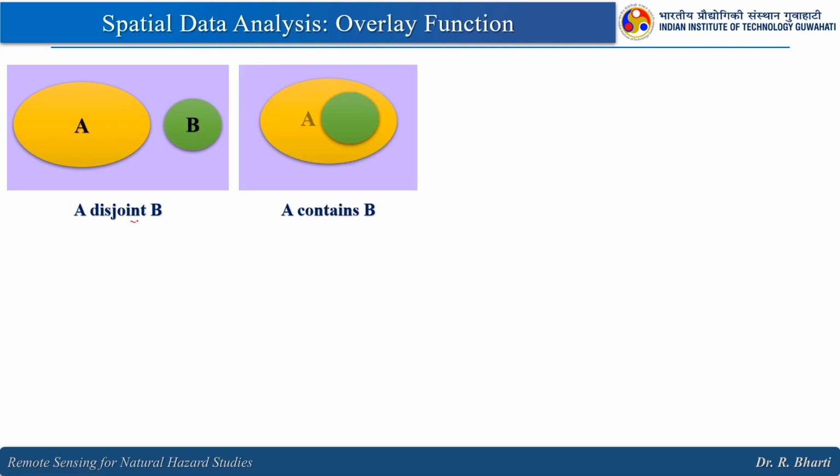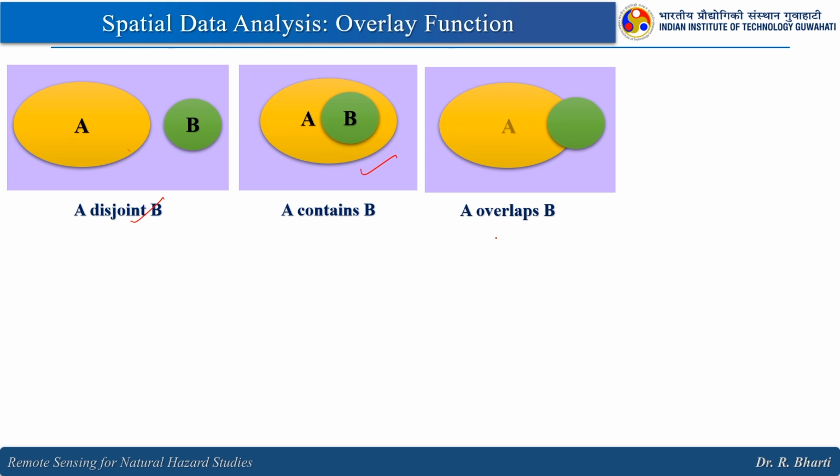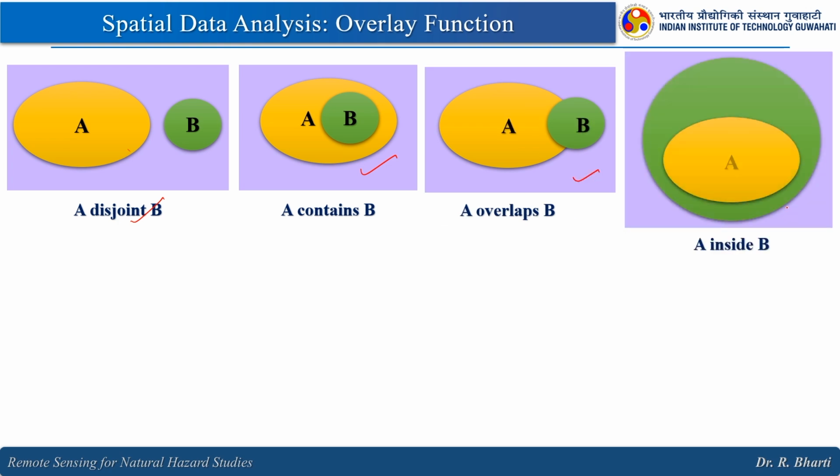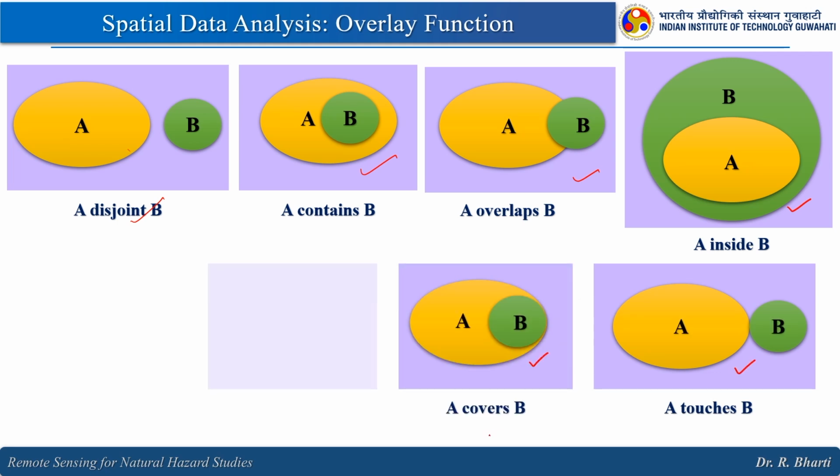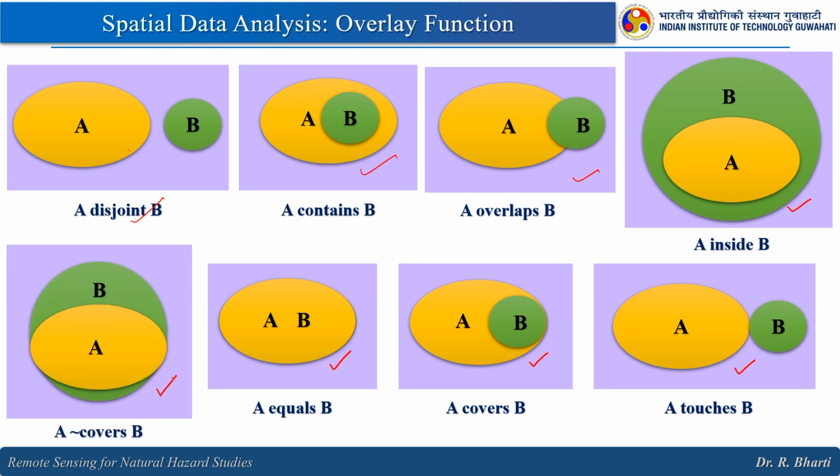So, here A disjoint B, A contains B, A overlaps B, A inside B, then you have A touches B, A covers B, then A equals B, and then A approximately covers B. All these functions can be done in a GIS environment once you have two sets of data captured from two different groups and you are trying to use them together. Maybe you have to extract the common boundary for both the data sets, and only then will you be able to perform any analysis.